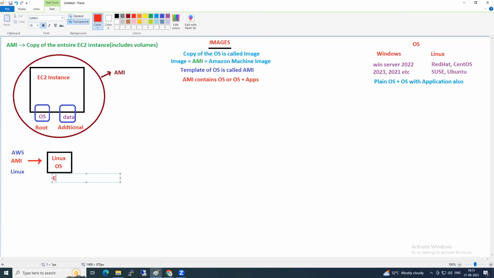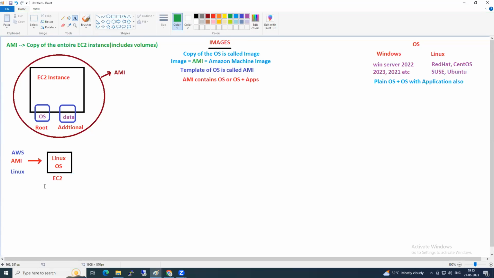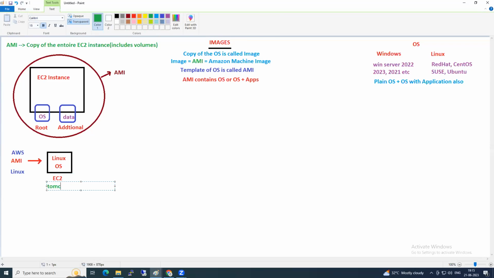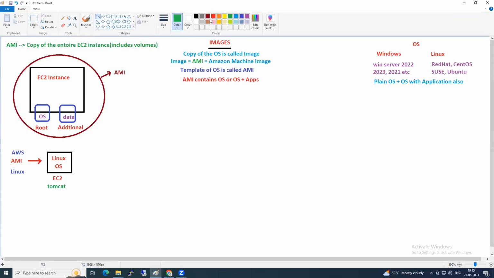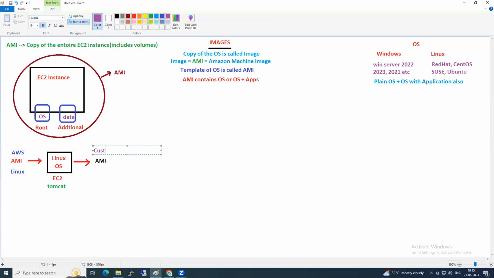So this is EC2. Now can I log into the EC2 instance and install Tomcat inside it? Yes, I can install whatever I want. Now from this EC2 instance, can I create an AMI out of it? Yes, I can create an AMI. Who will be creating this one? The customer. Can we create our own AMI? AWS is providing free predefined AMIs, but can we create our own AMIs also? Yes. You install whatever you want to install in the EC2.